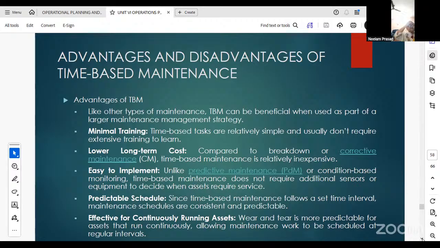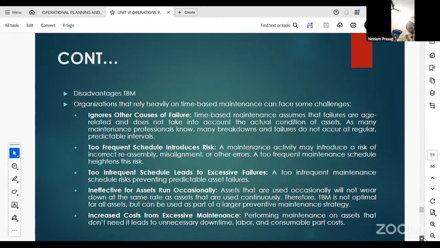Next, disadvantages. Disadvantages of TBM. Organizations that rely heavily on time-based maintenance can face some challenges. Ignores other causes of failure. Time-based maintenance assumes that failures are age-related and does not take into account the actual condition of assets. As many maintenance professionals know, many breakdowns and failures do not occur at regular predictable intervals.